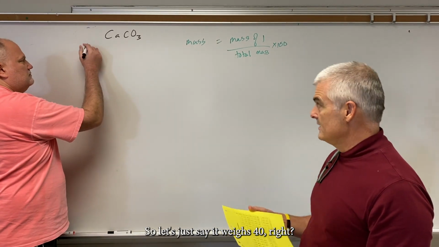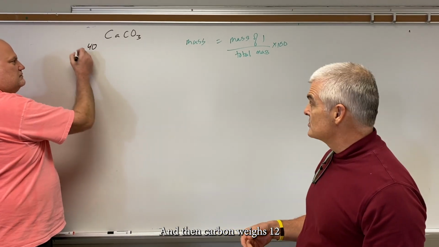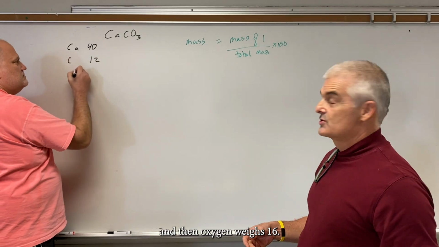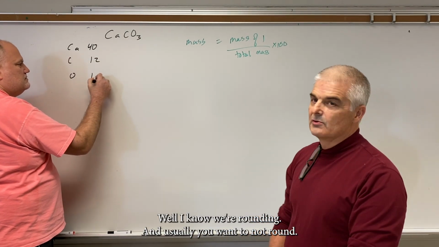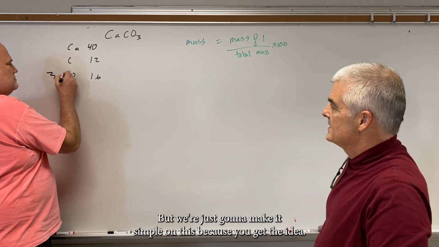So let's just say calcium weighs 40, right? And then carbon weighs 12. And then oxygen weighs 16. Now, I know we're rounding, and usually you want to not round, but we're just going to make it simple on this because you get the idea.